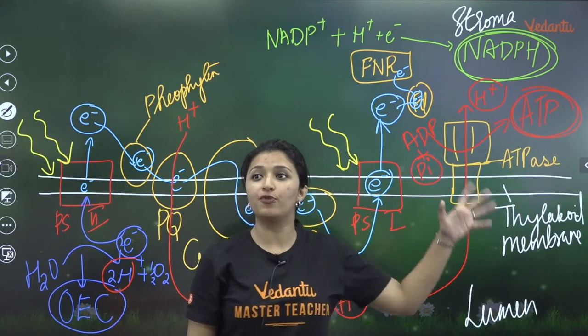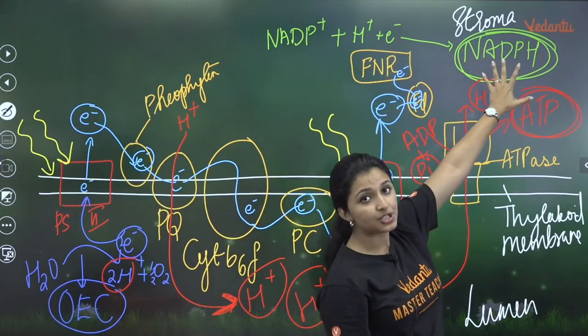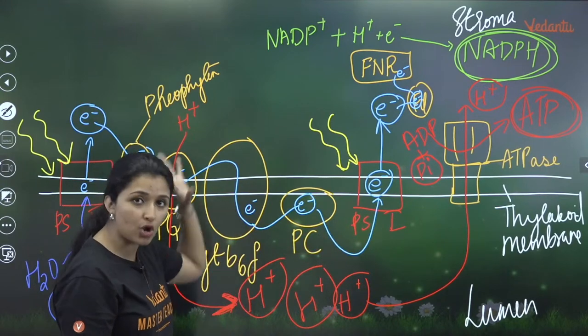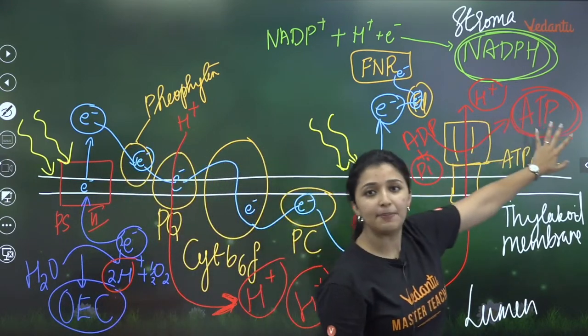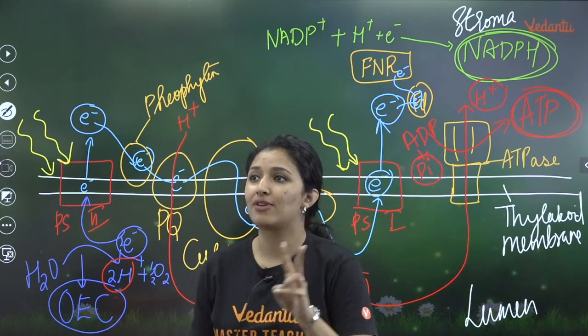Okay, so in the first reaction of just electron transporting, we made NADPH. Now, because of this proton gradient created and proton transport, we have made ATP also. Okay? Two major products of light reaction.